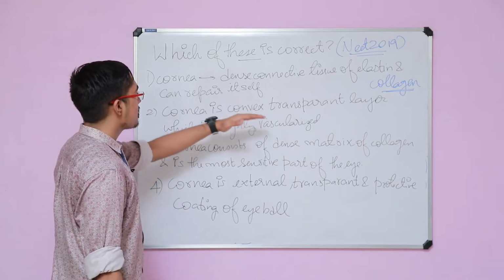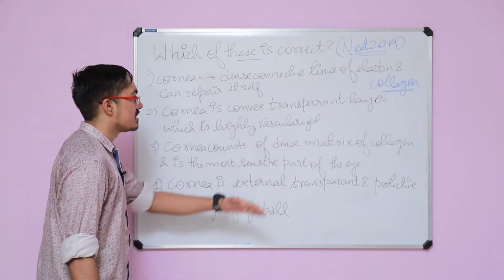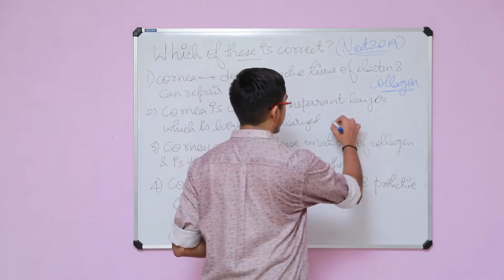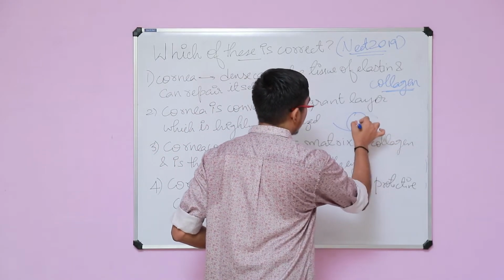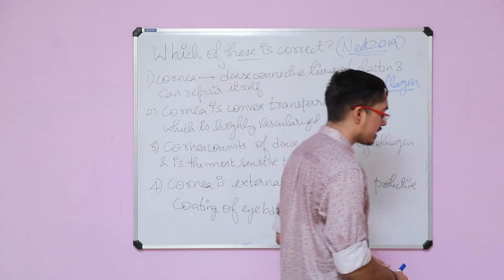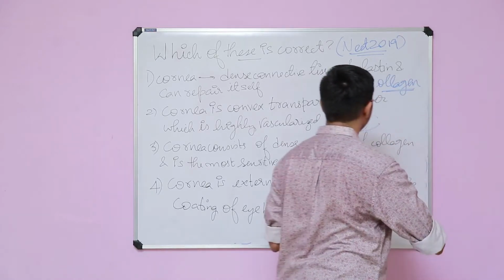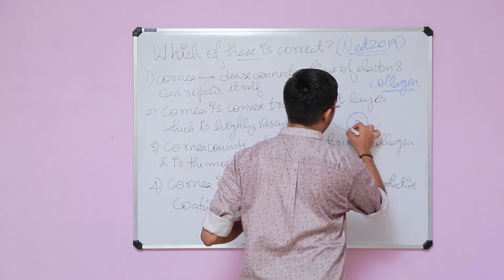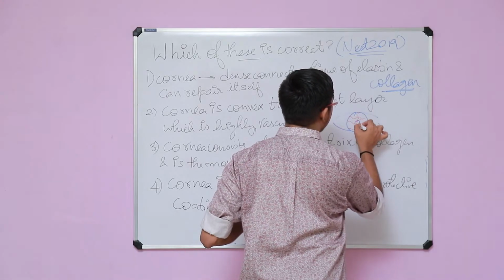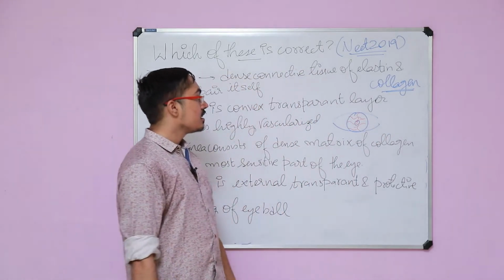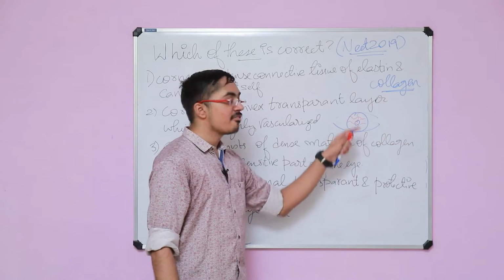Cornea is a convex transparent layer which is highly vascularized. See what will happen if it is vascularized. If this is the cornea and this is the inside, you have the iris and pupil, and if this is vascularized, you will have a lot of blood vessels here. This will hinder your vision. You will not be able to see anything outside because it is full of blood vessels.